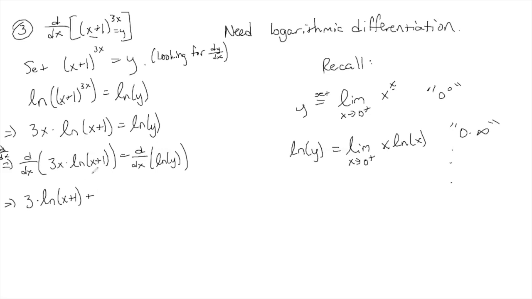Plus, the derivative of the second thing is, well, I'll leave the first thing the same, 3x times the derivative of the second thing, which is 1 over x plus 1. And then I guess I have to multiply by the derivative of x plus 1, but that's just a 1, so I'm just going to ignore that. Now, the derivative of this, I have to use implicit differentiation for.